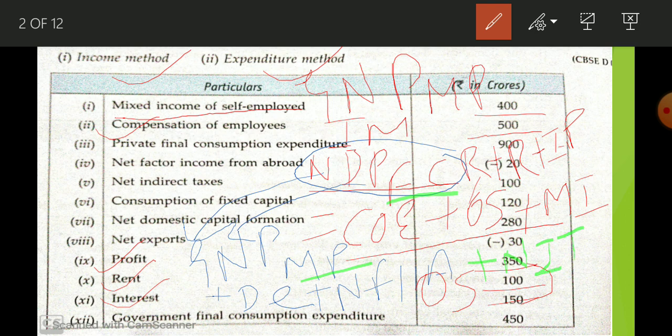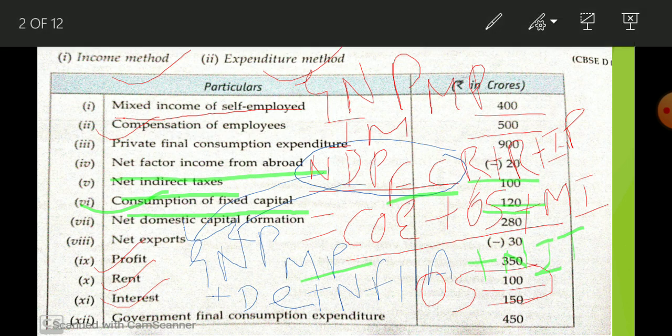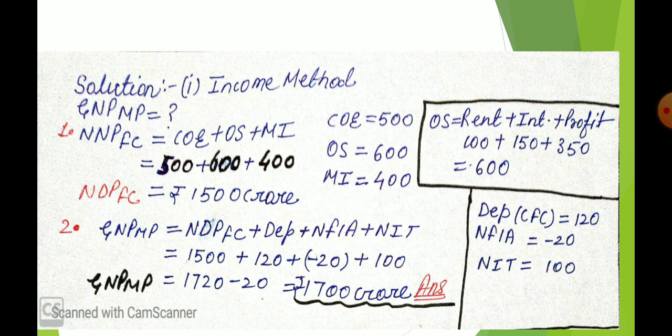So depreciation, consumption of fixed capital, is known as depreciation. Its value is given 120. NFIA, net factor income from abroad, is given -20. And NIT, net indirect tax, its value is given here as 100, okay? So I think you had done, you had tried at least. So let me start to attempt this question.